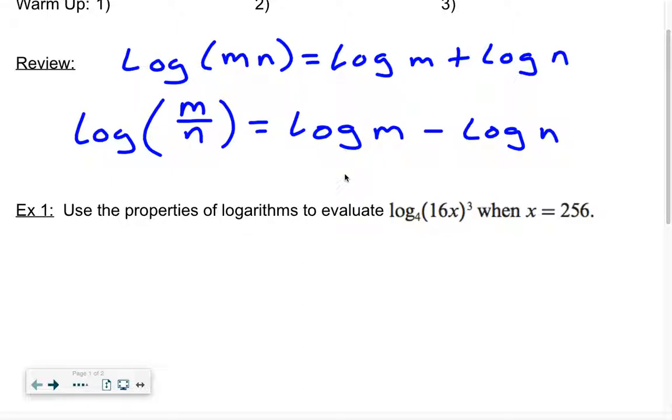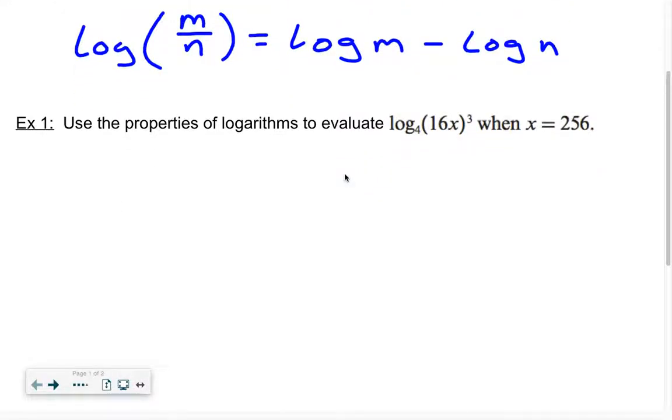So there's our product rule along with our quotient rule. We're going to start by evaluating with these. Use the properties of logarithms to evaluate log base 4 of 16x raised to the third power when x is going to be 256. So it's going to be another properties day, and yes, we are evaluating. Essentially what we're doing is taking the value and plugging it in for the variable.